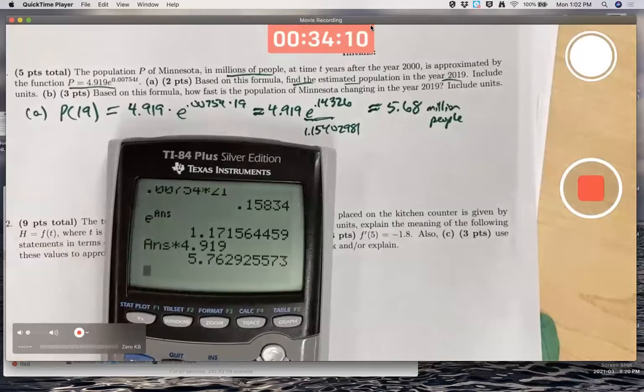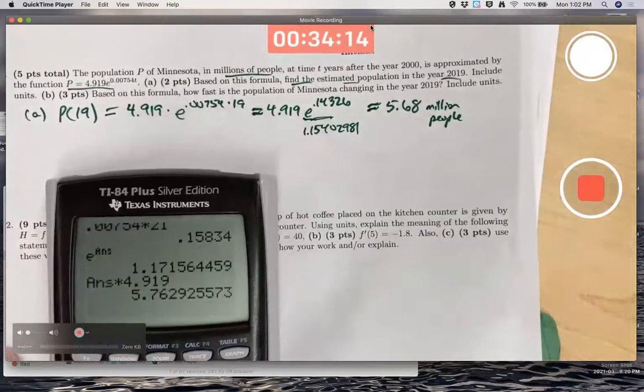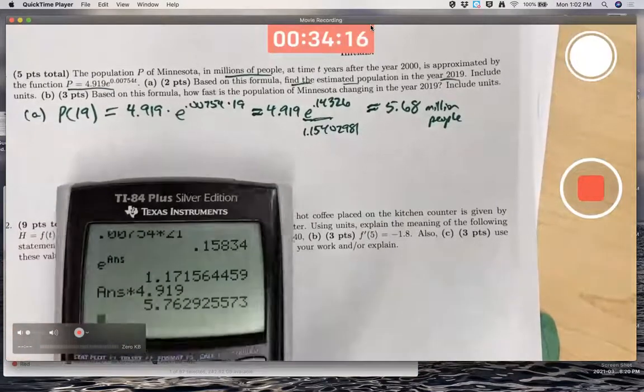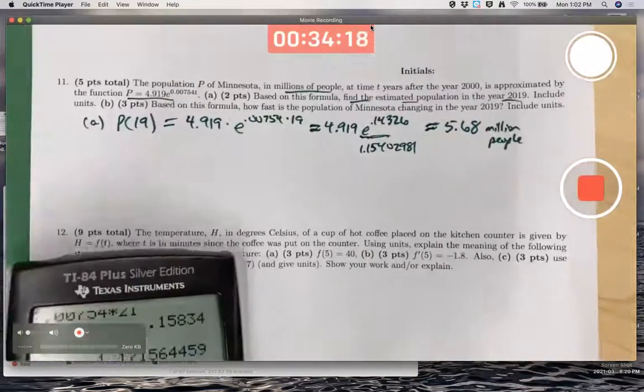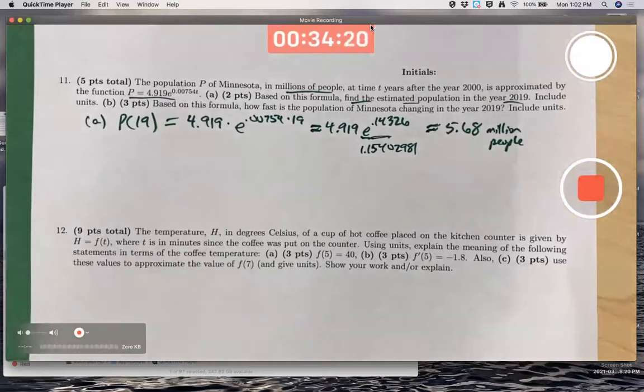Of course, this is what you might call a crude model because it doesn't take things into account, like COVID. It doesn't take that kind of thing into account. It's just a rough estimate based on trends, you might say.